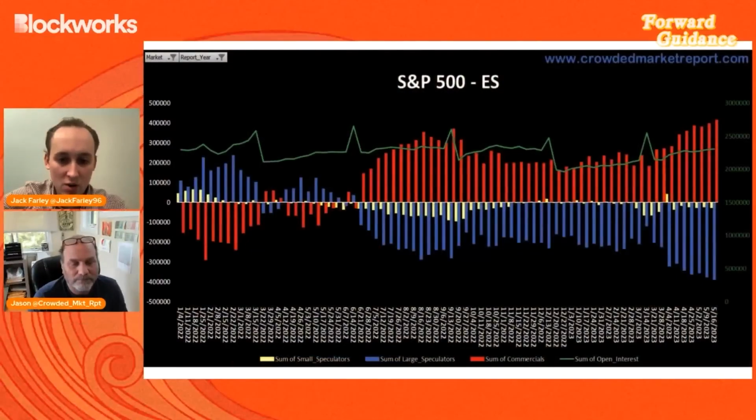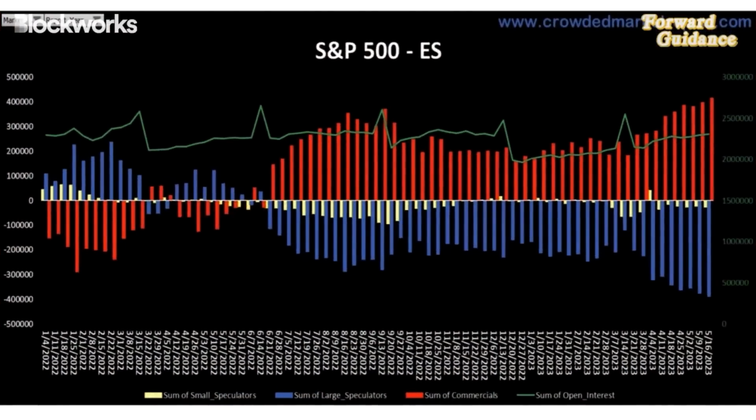We're going to put on a chart right now from your crowded market report. What are the red bars? What are the blue bars? What are the yellow bars? And can you just explain the difference between speculators and commercials, and then large and small speculators?